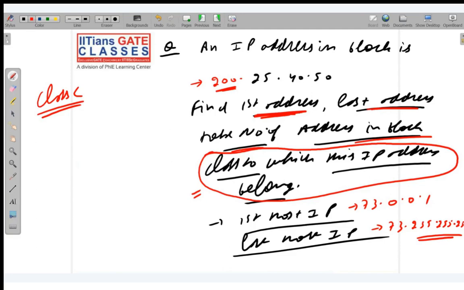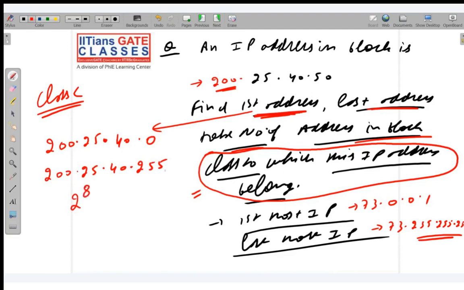Yes. So for 200, class C, it's okay. Now see, first address, last address, total addresses, everything. First address: 200.25.40.0. So the last octet we will move. That's it. Last address: 200.25.40.255. Total number of addresses 2 power 8. Only one octet we are moving. For class C, we already know the total number of addresses in the block. Class to which this IP address belongs, we have already done: class C. Now first host.